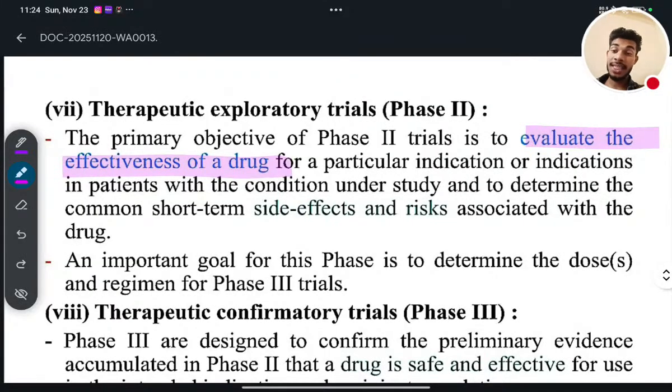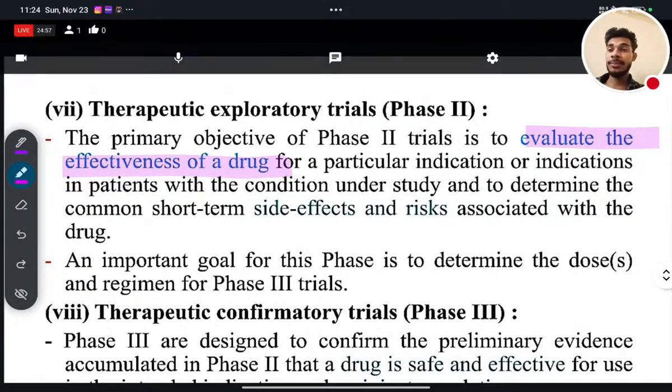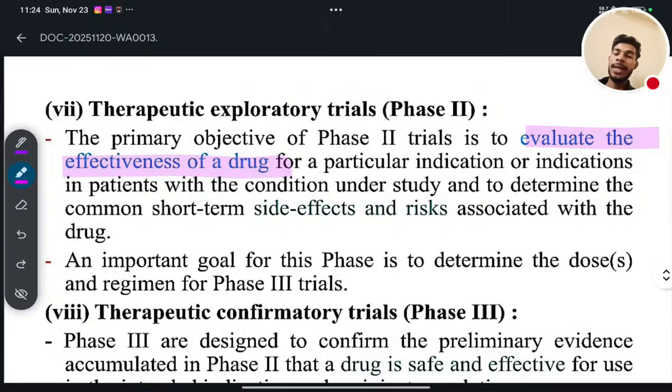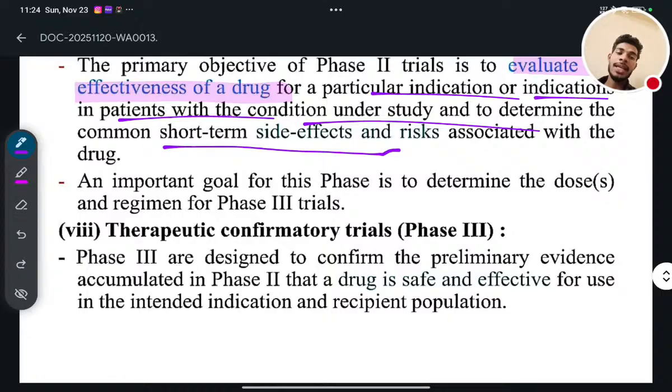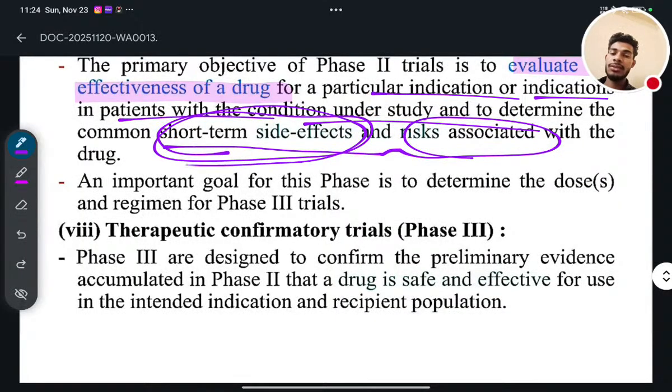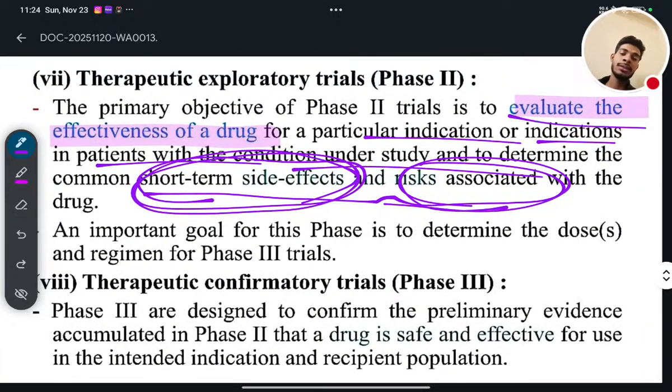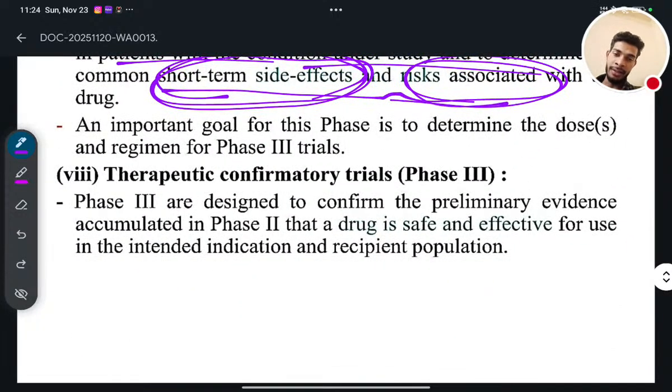That is efficacy, the effectiveness of the drug for a particular indication, for a particular duration of time and a particular patient. Common short-term side effects and risks associated with the drugs are also observed in phase 2, but the most important is the efficacy, that is, the effectiveness of the drug. An important goal for this phase is to determine the dose and regimen for phase 3.